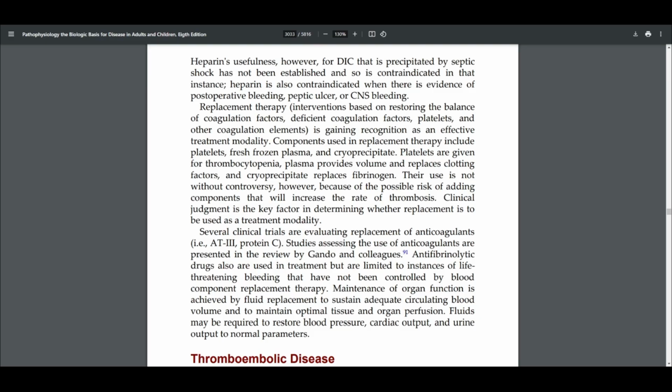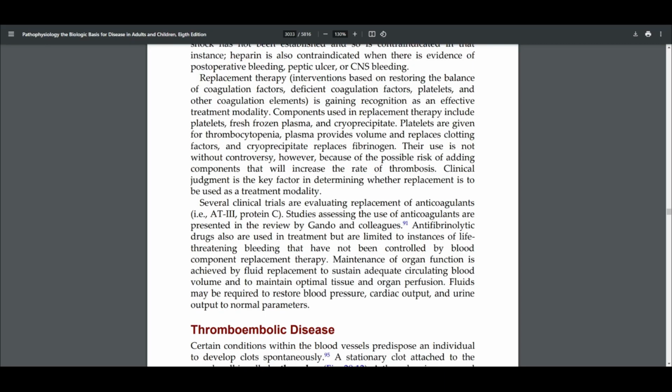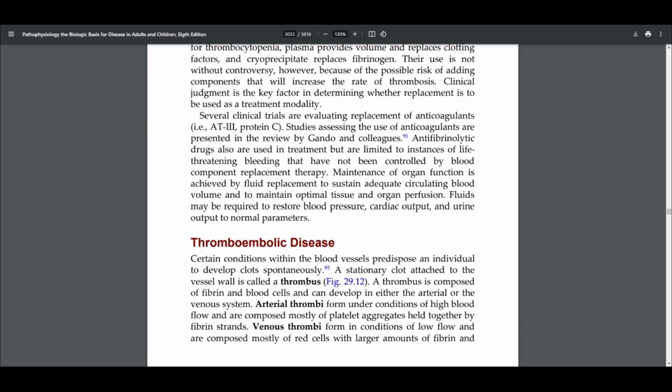Their use is not without controversy. However, because of the possible risk of adding components that will increase the rate of thrombosis, clinical judgment is the key factor in determining whether replacement is to be used as a treatment modality. Several clinical trials are evaluating replacement of anticoagulants. Studies assessing the use of anticoagulants are presented in the review by Gando and colleagues. Antifibrinolytic drugs also are used in the treatment, but are limited to instances of life-threatening bleeding that have not been controlled by blood component replacement therapy.